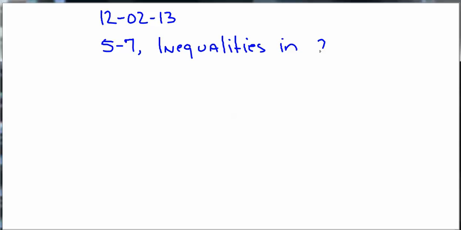Chapter 5, Section 7. Inequalities in two triangles. And we're going to talk about the Hinge Theorem today. The Hinge Theorem.